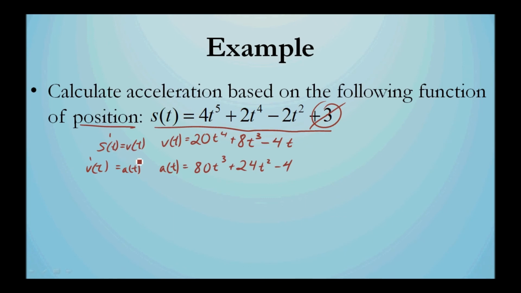So in looking at this, we can see that, as in the definition, a of t is equal to v prime of t, which is equal to s double prime of t. Since we took the derivative of this function twice, s double prime of t is equal to a of t, we just used the intermediate step of turning the position function into the velocity function through differentiation, then differentiating v of t to yield a of t.